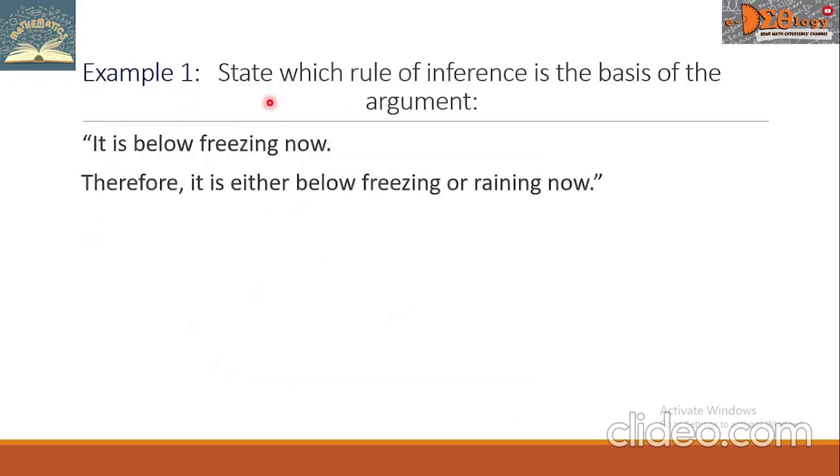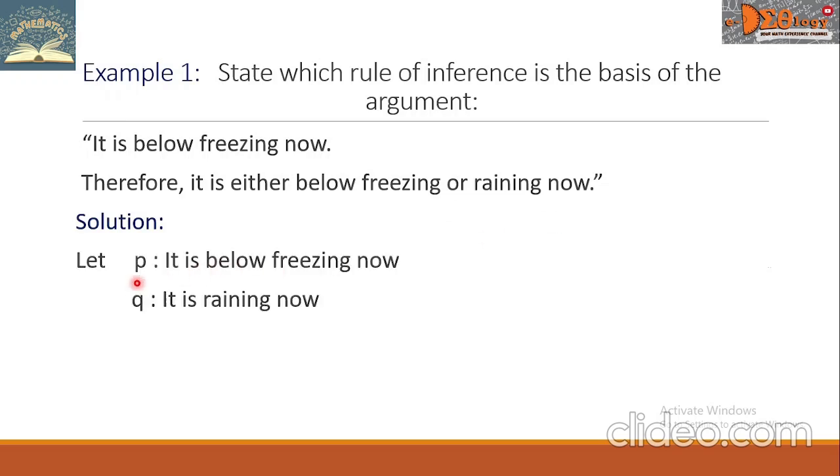Example 1. State which rule of inference is the basis of the argument. It is below freezing now. Therefore, it is either below freezing or raining now.